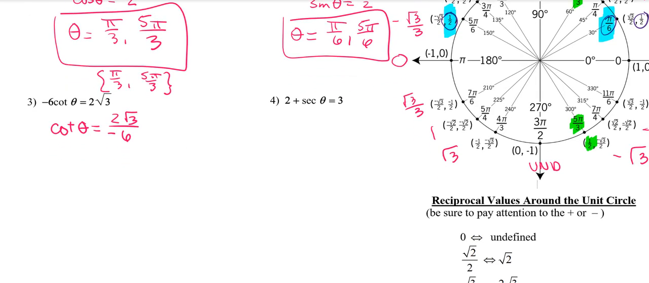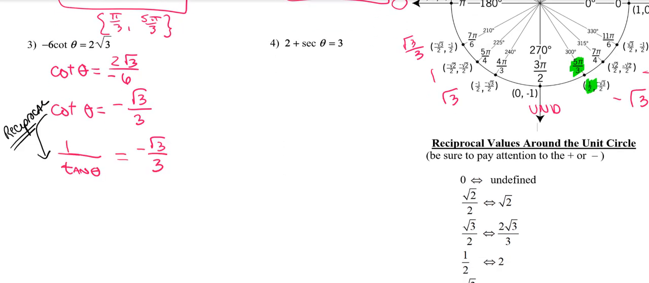Now, some of you might be okay there on that first step, and you may be able to skip that and do the simplifying in your head, but when you do that, you'll get negative square root of 3 over 3. So when I look at this, if I don't have that spot memorized on the unit circle, then I'm going to have to go here and say, well, what's the reciprocal of cotangent? So we're going to take the reciprocal of cotangent, which is 1 over tangent. And that's all we do for the left side.